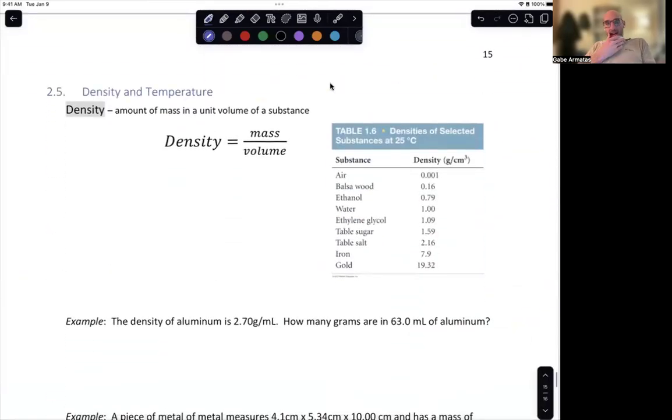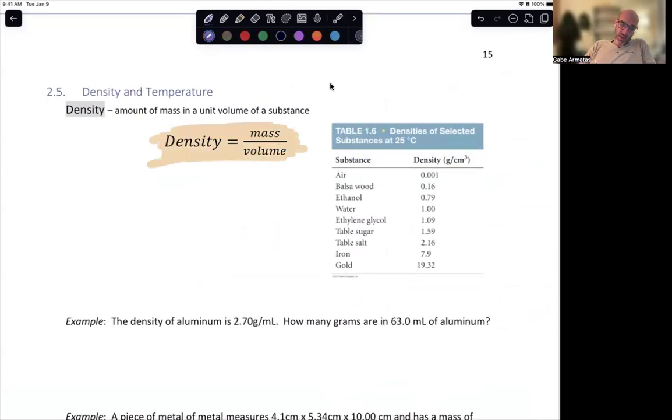All right, last topic, density and temperature. So let's start with density. The equation for density is mass per unit volume. By the way, this is also going to act as a conversion, but we're going to cover that in a bit.